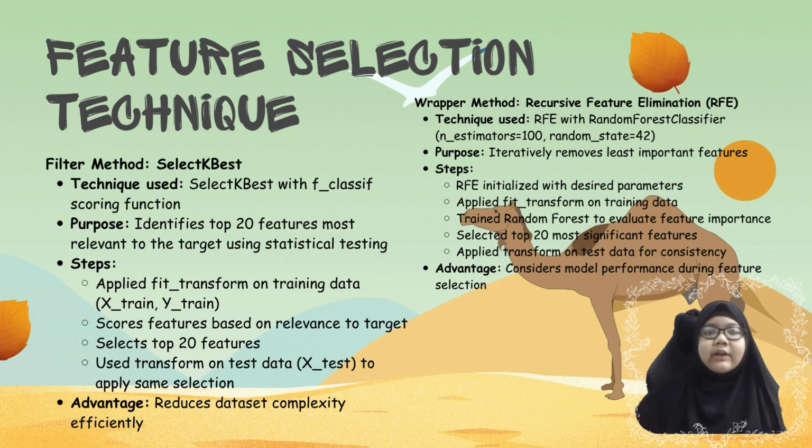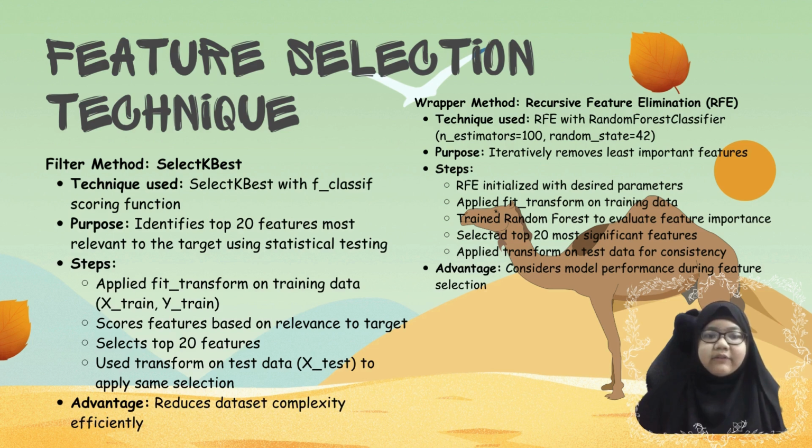We apply the fit_transform function to our training data, X_train and y_train, to calculate the scores and select the best features. Then, we use the transform function on the test data to ensure only those 20 selected features were used in the final prediction. The method is simple, fast, and helps reduce the dataset size without relying on any specific machine learning model. For the wrapper method, we chose Recursive Feature Elimination or RFE.